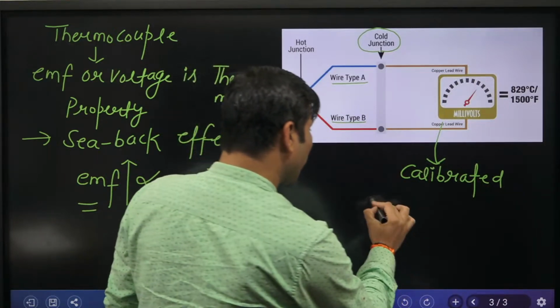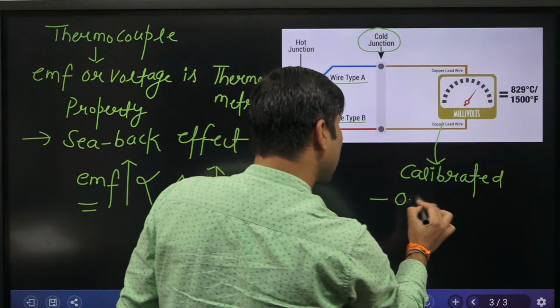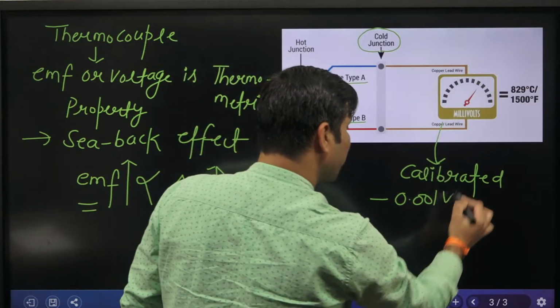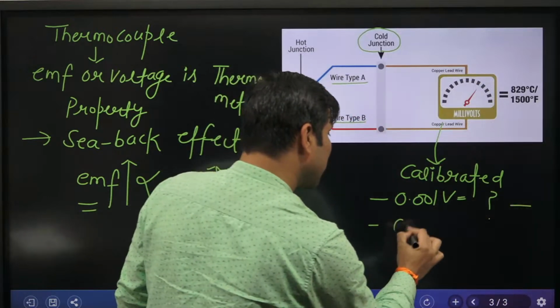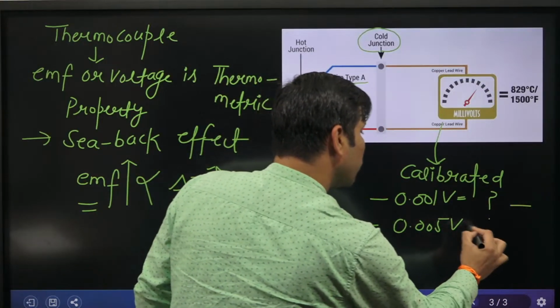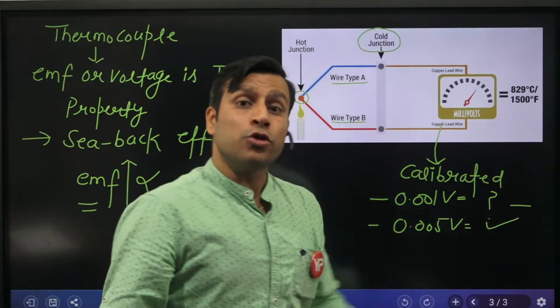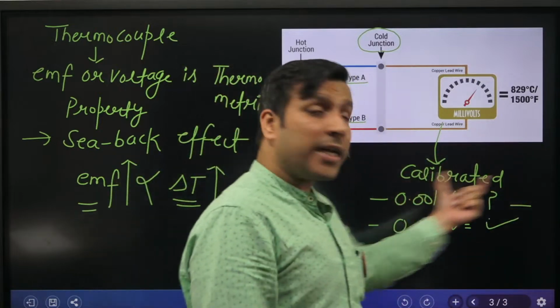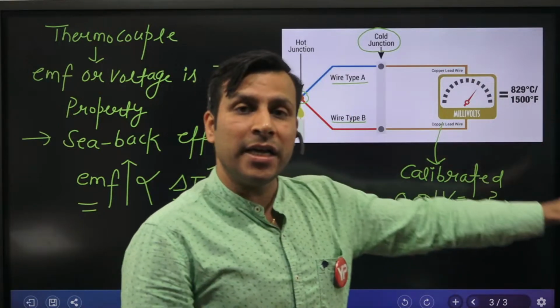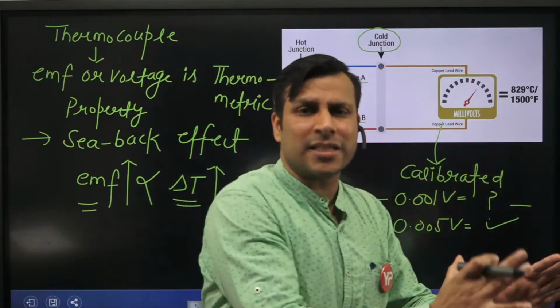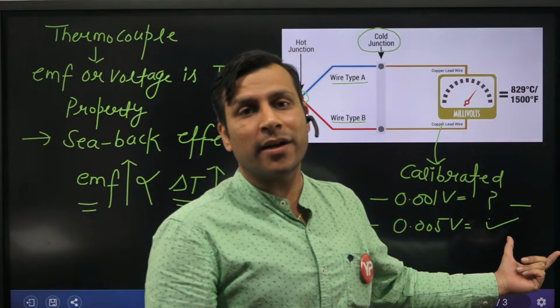Like suppose if you are having some microvolts, you can say the temperature is this much. If you are getting some voltage, 0.005 volt, you can say the temperature is this much. So we calibrated this voltage with the temperature, and all that work we already carried out in the lab.